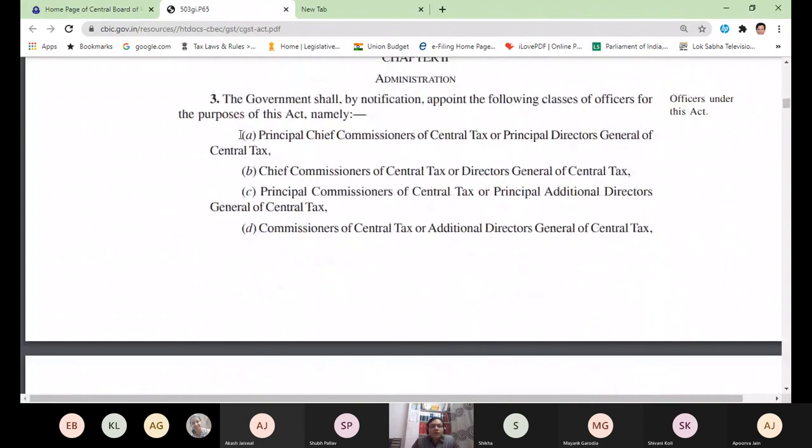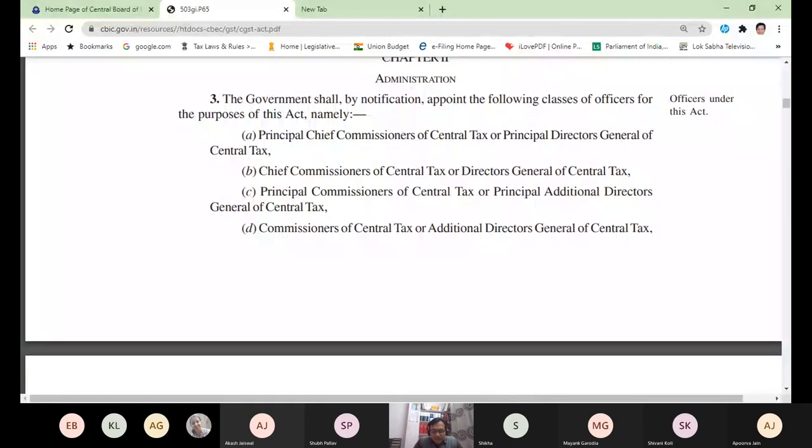That's it. Remaining we will do later on. So I have shown you the definition of reverse charge and some more definitions that are given in section 2 also. So this is my first concept, reverse charge, and let me now discuss with you section 9 subsection 3 in detail.